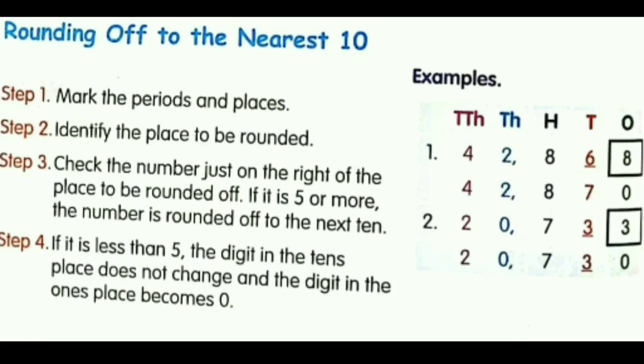Okay, so the rule is clear to you. You just have to look at the ones place and tens place while rounding off to nearest tens. If the ones place is less than 5, then the ones place will become 0 and tens place remains same. However, if the ones place is more than 5, then ones place becomes 0 and you have to add 1 to tens place and then it will be rounded off to the next number. Okay, so this is the rule for rounding off to nearest tens.